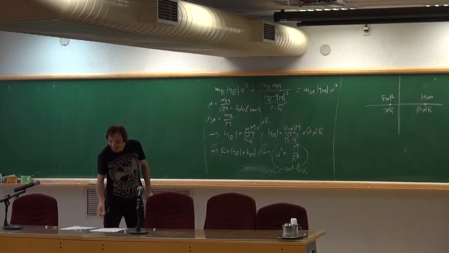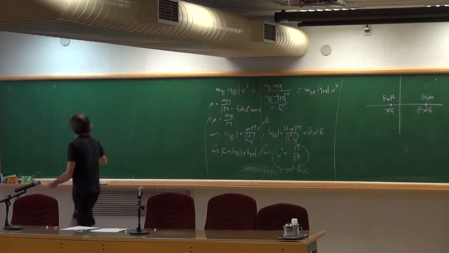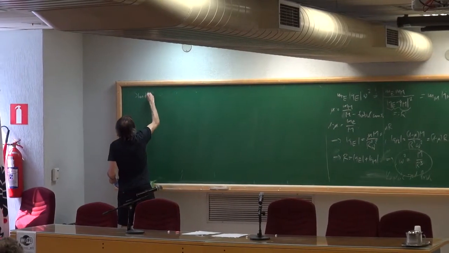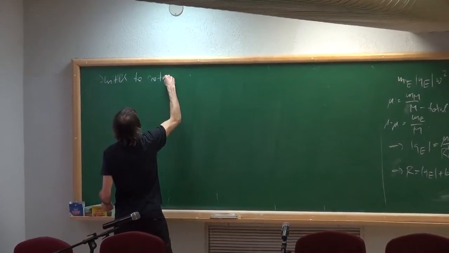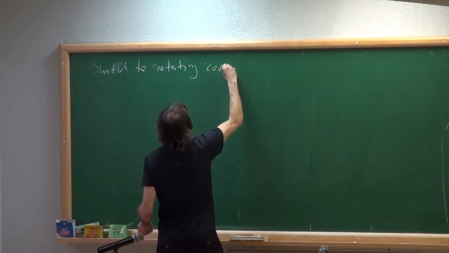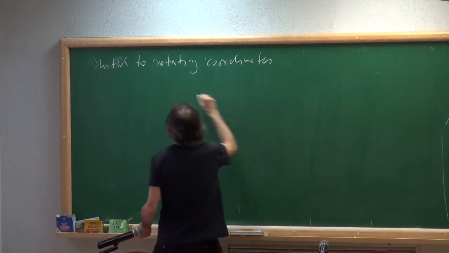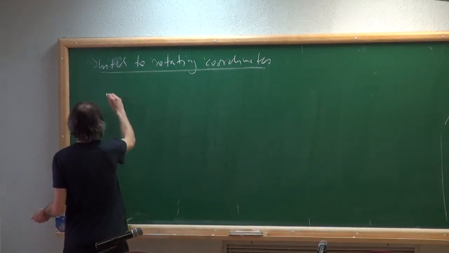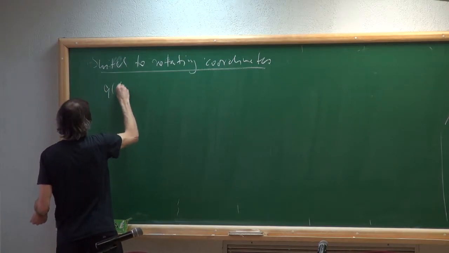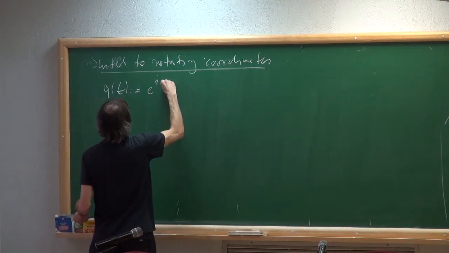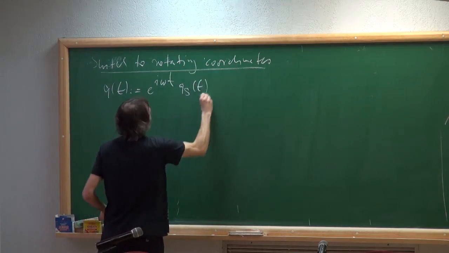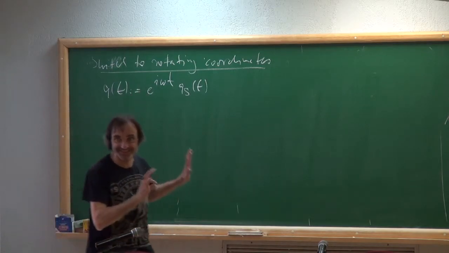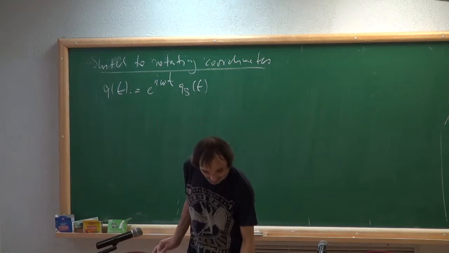So let's do the time transformation. We switch to rotating coordinates. The coordinates of our third body we're calling qs of t, and I introduce new coordinates q of t as e to the i omega t qs of t. Now the only question is, do I have to put a minus there or not? And I claim that if I do this, then it comes out right.